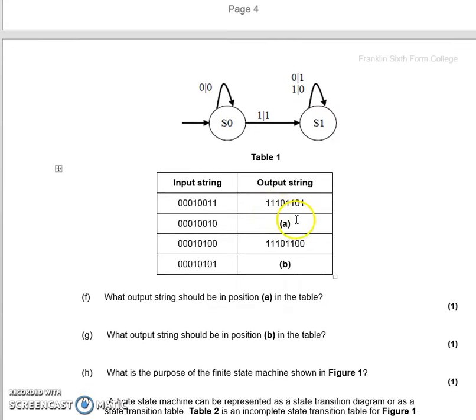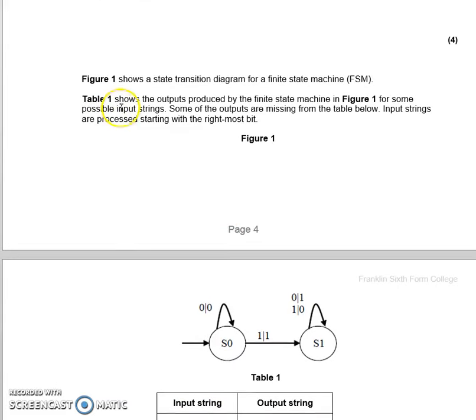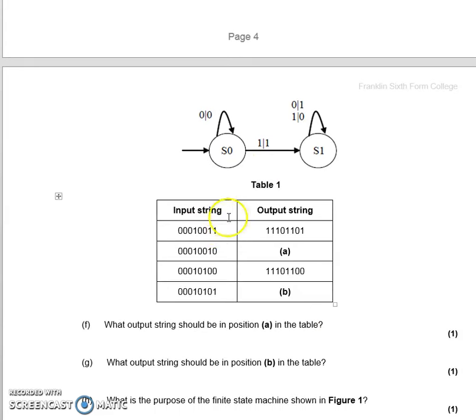The next is the finite state machine. The first one's been done for you, so we're inputting a 0. It shows the output produced by the finite state machine for some possible inputs. Some of the outputs are missing. Input strings are processed starting with the rightmost bit. That's the important part that I nearly just missed, and it's the most commonly missed part of that question. So let's have a look.